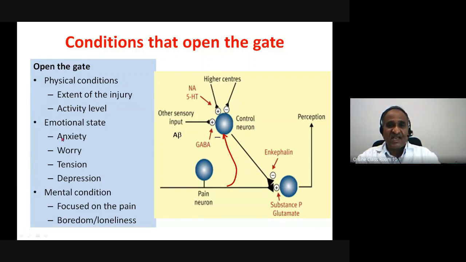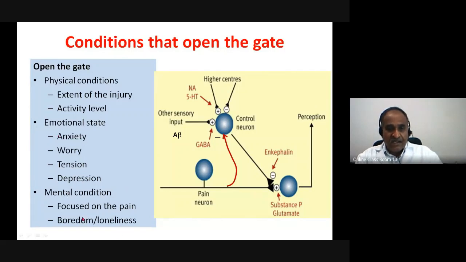Emotional state, anxiety: you are anxious. Yes, the gate is open. It is coming from here. Worry: you start worrying, what happened to it and why did I do that? So worry opens the gate. Tension, negative emotion, opens the gate. Depression, negative emotion, that opens the gate.